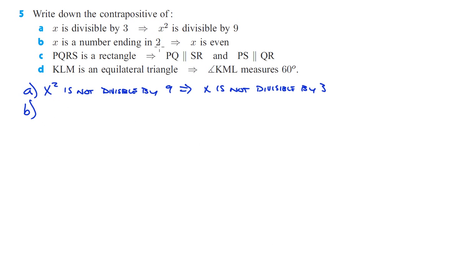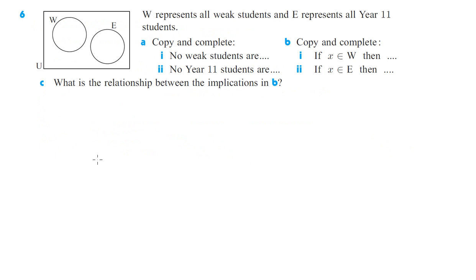B, x is a number ending in 2 implies that x is even. So we'd have to go with x is not even implies that x is a number not ending in 2. Better way to say that would be x is not even, or we could say x is odd, implies that x is not a number ending in 2.